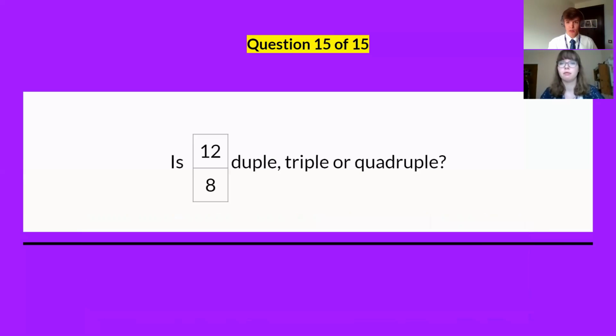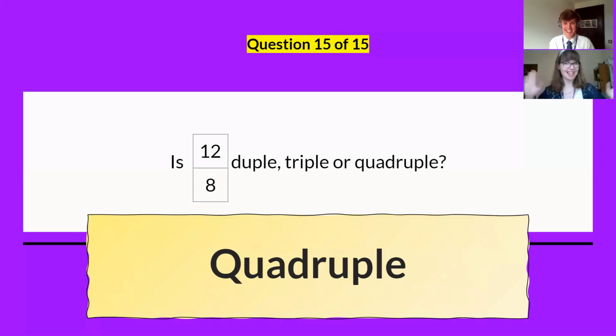And then the last question from last week is 12/8, duple, triple, or quadruple? Do you know this one, Miss Morgan? I think I do. What do you think? I think it's quadruple. Yay, very good. So yeah, 12/8 is quadruple and it's compound time, so it's quadruple compound. So there's 4 dotted crotchet beats in a bar in 12/8.